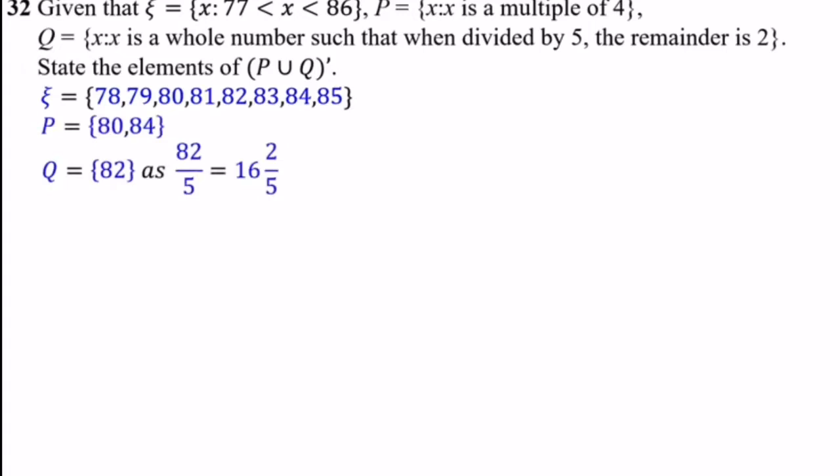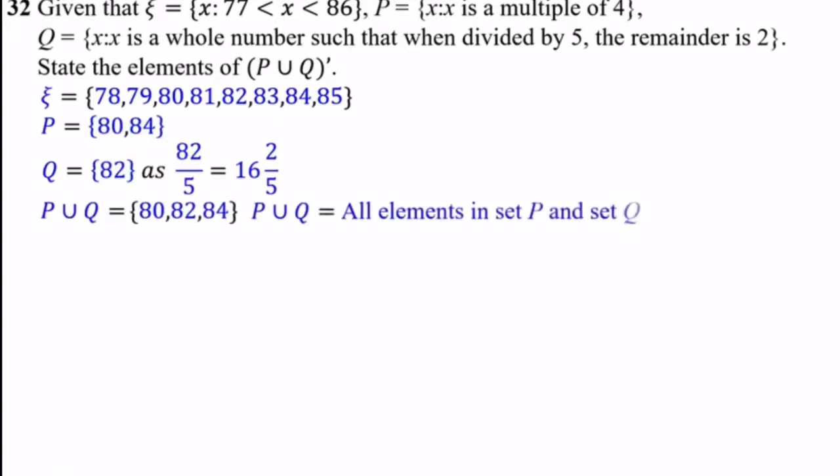So still remember how to do P union Q? When you do union, you must know that you must take in all the elements from set P and set Q, right? So now the P union Q must consist of 80, 82, and 84. There are three elements. So we will list now using the set notation, from 80, 82, and 84, we'll list down like this.